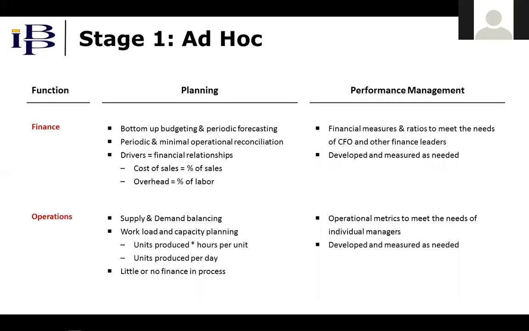At stage one, it shouldn't be a big surprise to anyone, but from a financial perspective, from a planning perspective, this is basic bottom-up planning and budgeting, with periodic and minimal operational reconciliation. The drivers are pretty simple. Could be cost of sales as a percentage of sales and overhead rates, that kind of thing. Very simplistic financial measures. From an operational sense, operations folks are typically doing supply and demand balancing, workload and capacity planning, with little or no finance in the process.